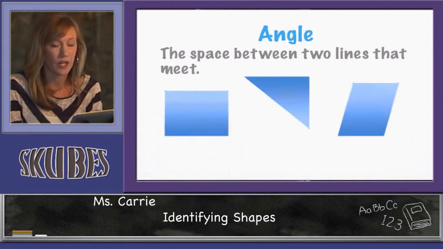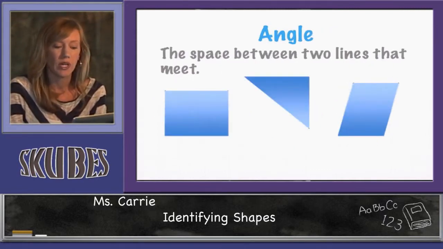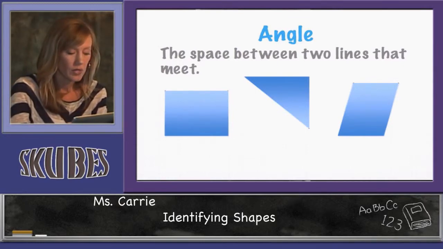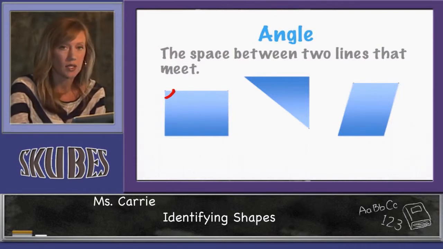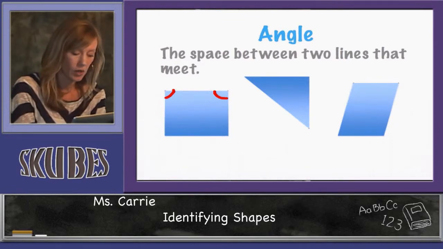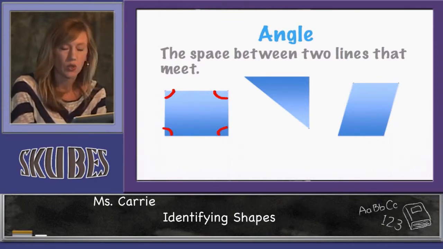Now let's talk about angles. The space between 2 lines that meet is an angle. When we look at the square, we see a line meeting a line here, and this space where these 2 lines meet is an angle. So we have an angle here, we have one here where these 2 lines meet, we have one here, and one here. So this square has 4 angles.